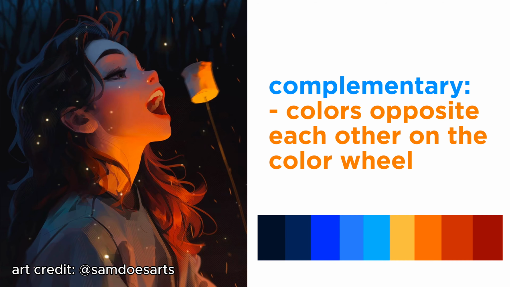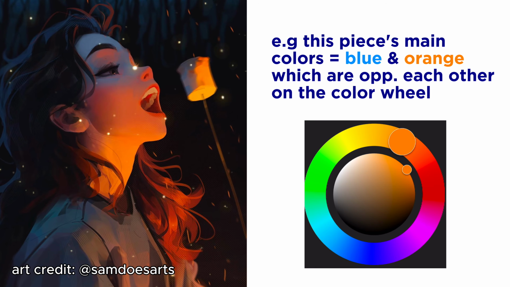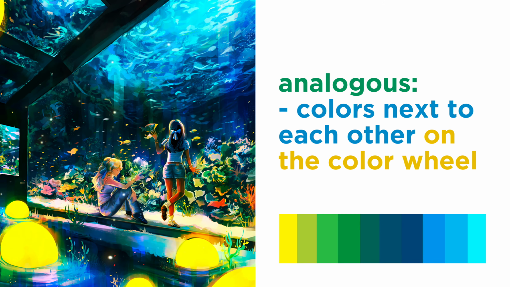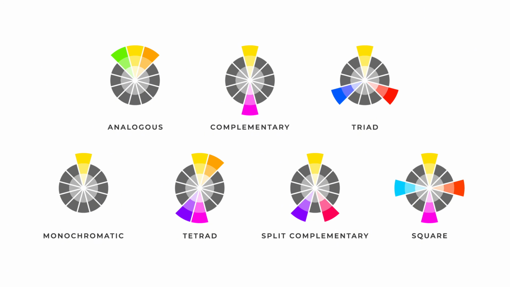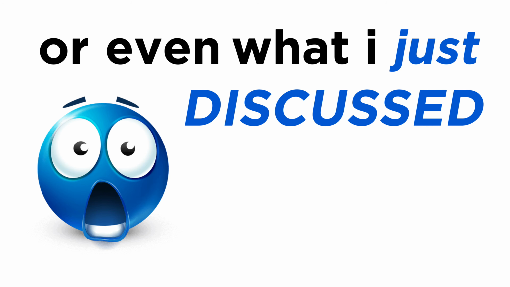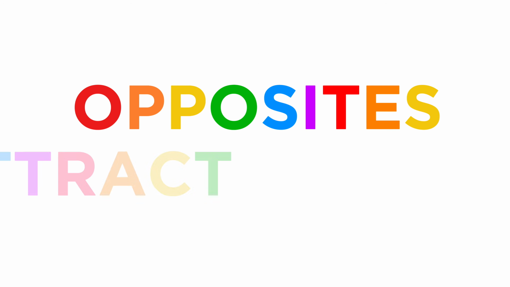Using complementary colors, which are colors opposite each other on the color wheel, is a great way to make elements stand out, create contrast, and bring life into your art. Another nice color combination is analogous, which are colors that are next to each other on the color wheel. Of course, there are a bunch of other combinations with very complicated names as well. But you don't need to remember all of that, or even what I just discussed in my opinion. All you need to remember is that opposites attract.